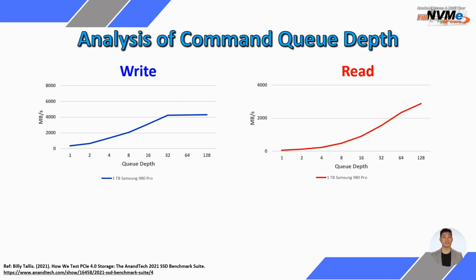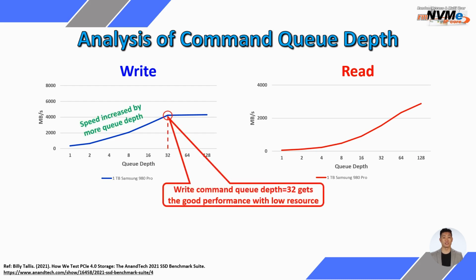The graph showcases that with the write command, the write speed increases when the queue depth is increased from 1 to 32, after which the speed remains constant. Meanwhile, the read command consistently shows an increase in read speed as the queue depth increases from 1 to 128. To optimize write performance, a command queue depth of 32 is ideal as it provides maximum performance with minimal resource usage.